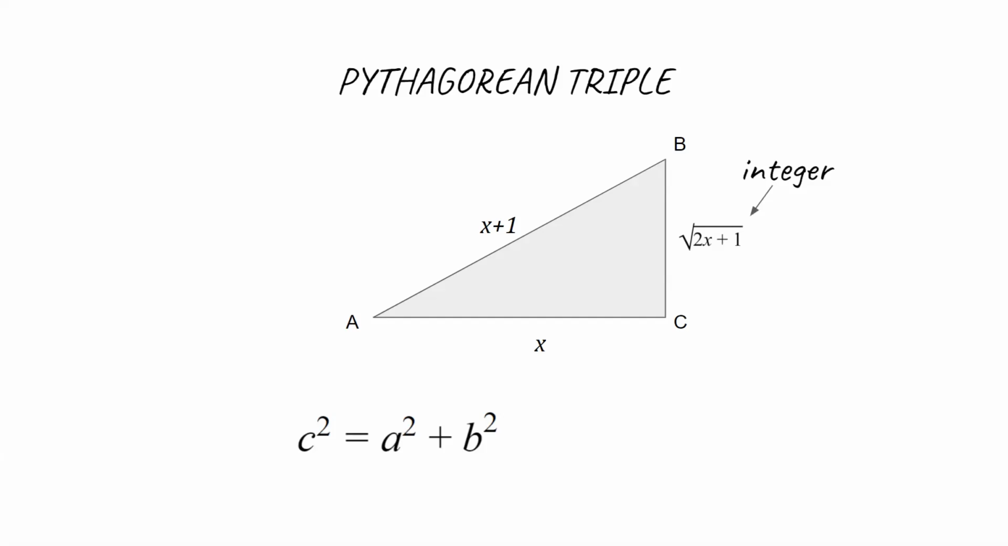We defined x as an integer previously, so 2x plus 1 must be odd. An odd square must be the square of an odd number because it does not have any prime factors of 2, so 2x plus 1 can be the square of any odd positive integer.